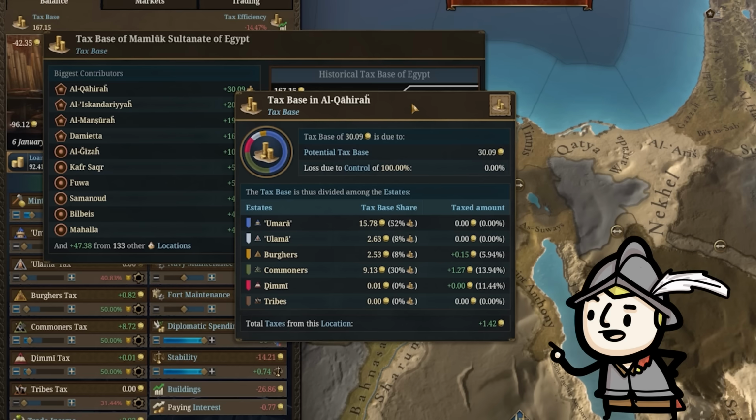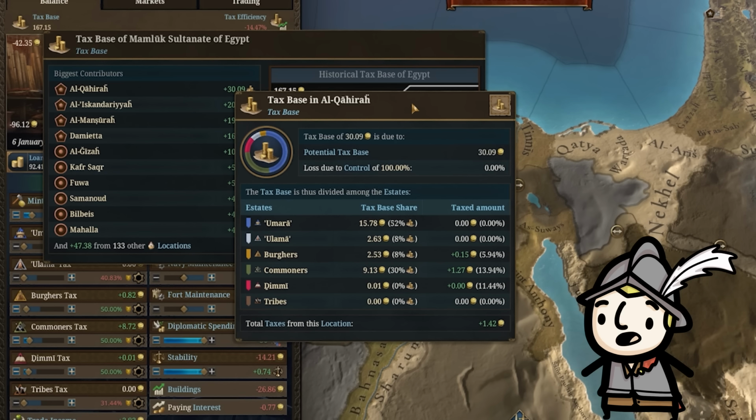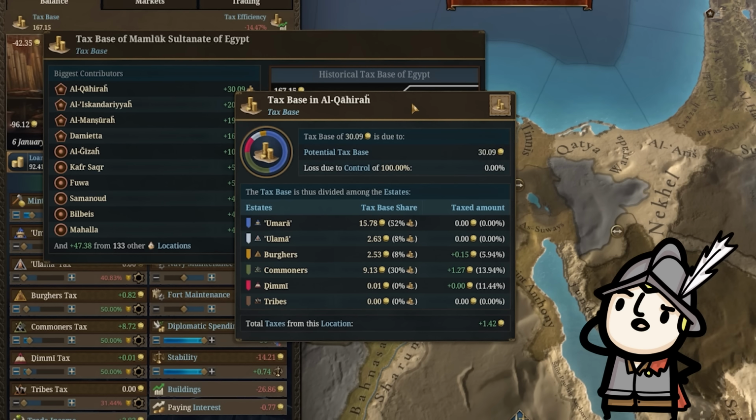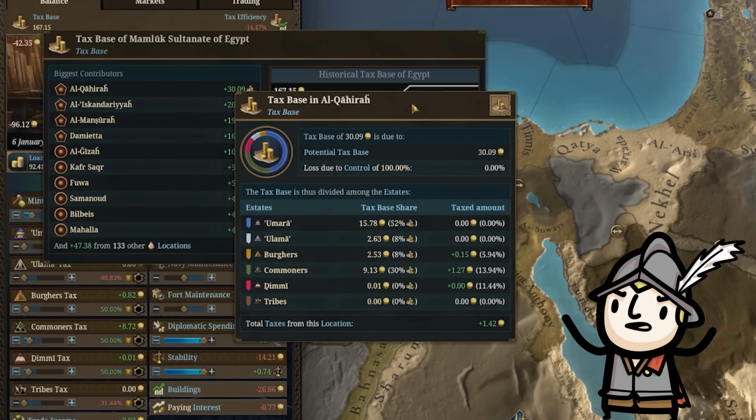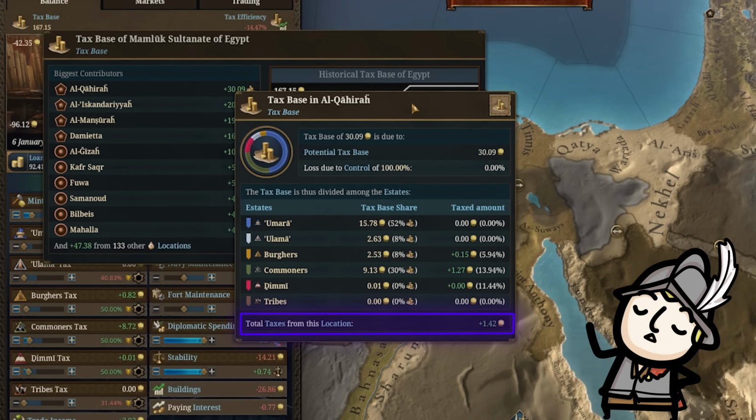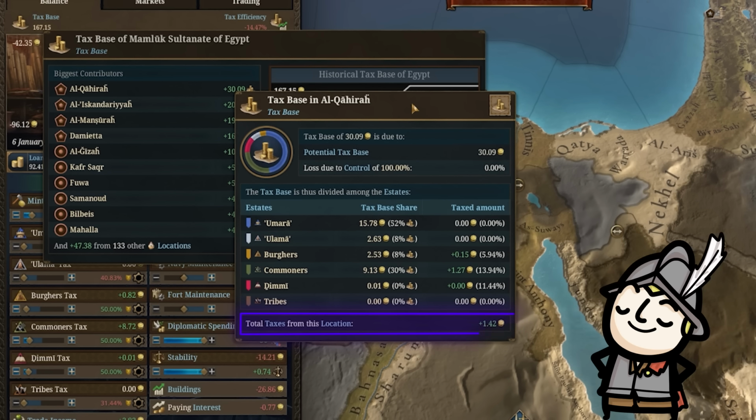In this case, the vast majority of the tax base is being distributed between the nobility and the commoners. If we look at the nobility here, we can see that while they make up 52% share of the tax base in this city, they are not currently being taxed, which means none of the money is making it to the state treasury. Our total taxes actually being pulled from the location is listed here, and we can see the majority of that is coming from the commoners.